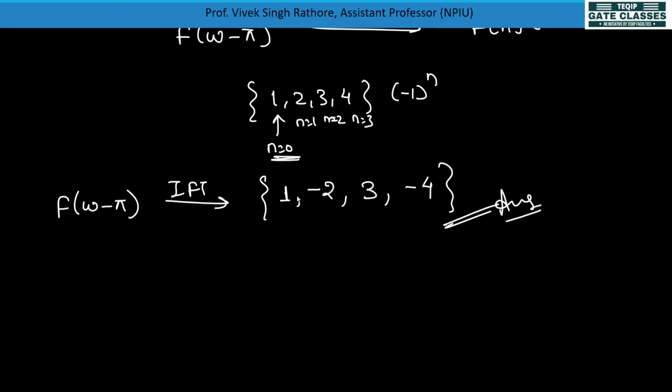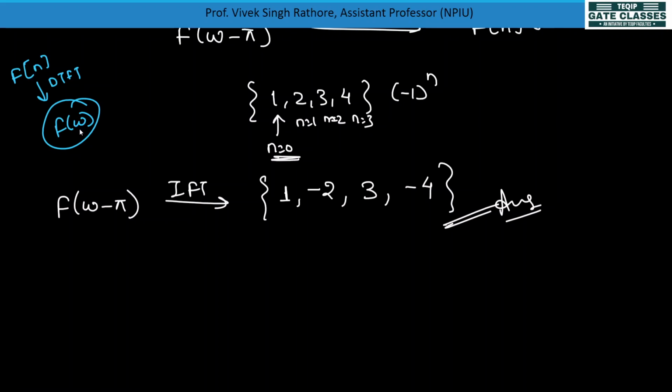So one conclusion we can also draw from here. When your DTFT, f of omega, is the DTFT of f of n, if the Fourier transform has been taken of f of n, you will get f of omega.